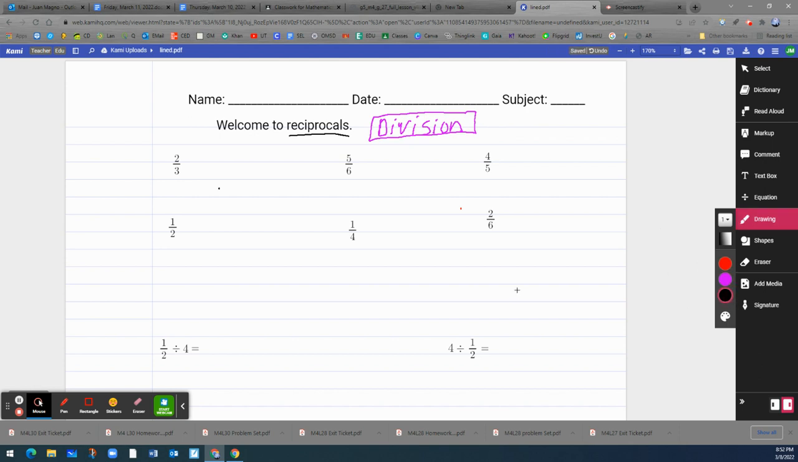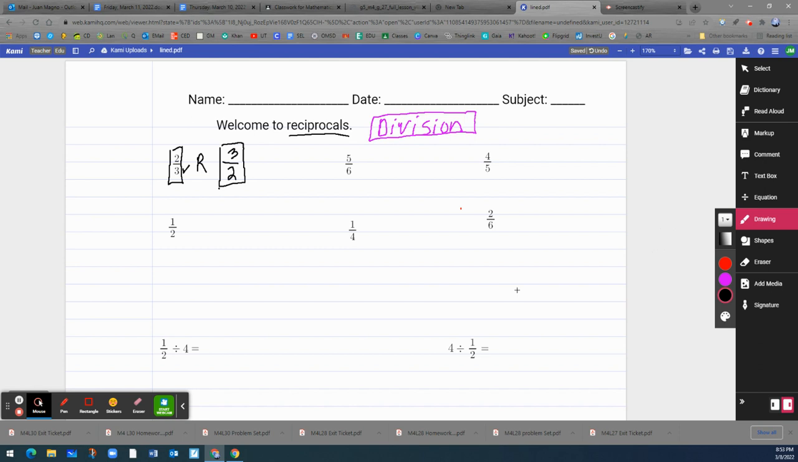Let's look at the first number. This is 2/3. The reciprocal of two-thirds, I'm just going to write the R. The reciprocal for that number will be the two numbers switched around. So the denominator becomes the numerator, and the numerator becomes the denominator. In this manner, we know that 2/3 is the reciprocal of 3/2, or vice versa.